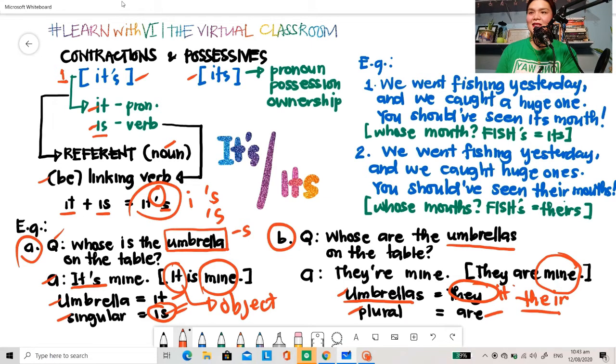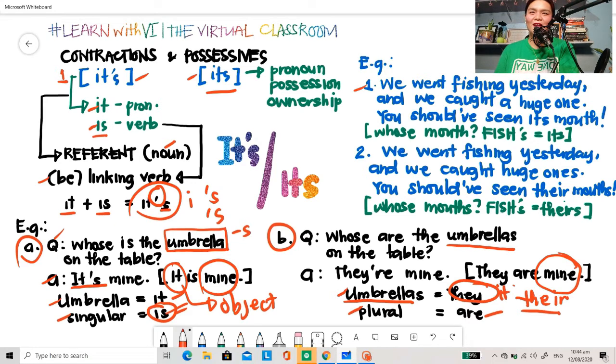Easy as that. So let's talk about now the possessive version, which is "its" without the apostrophe s. Meaning to say it's not the contracted version, but it shows possession. It's just a single word altogether. So it shows possession, it shows ownership, it is a pronoun. Let's take a look at the first example right here. "We went fishing yesterday and we caught a huge one. You should have seen its mouth."